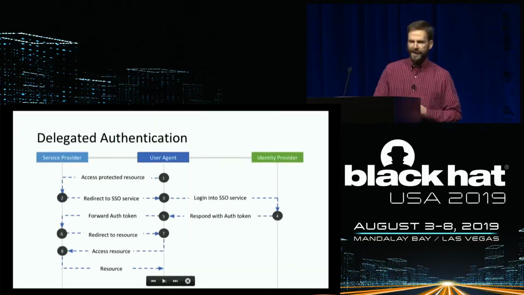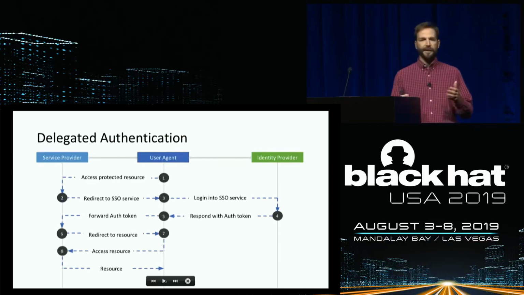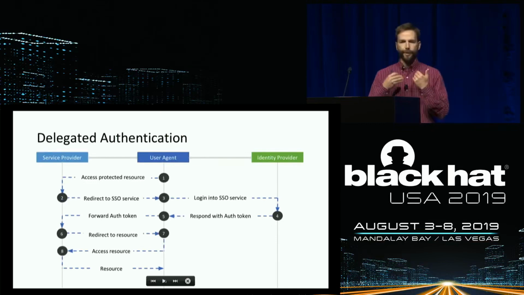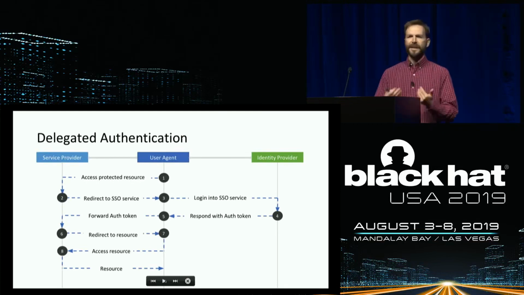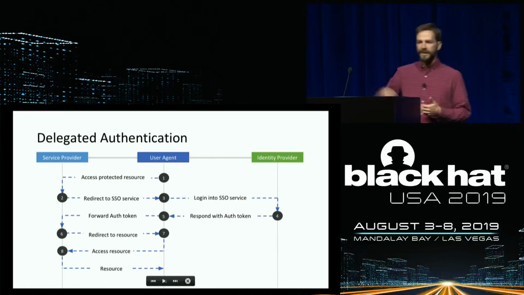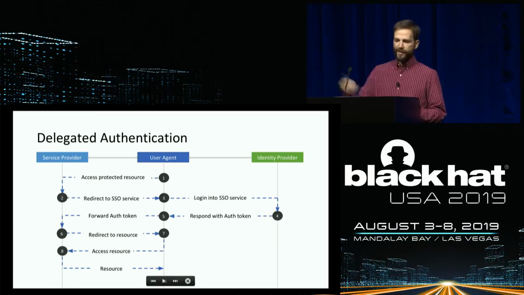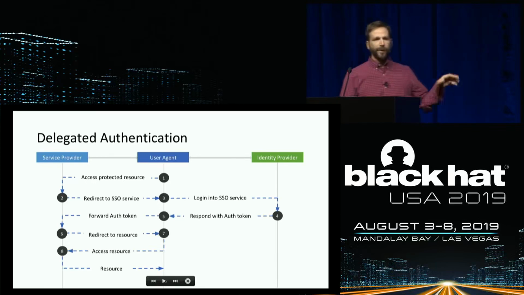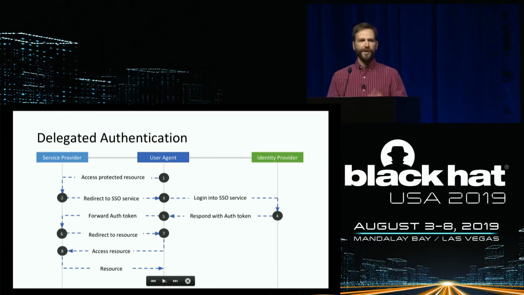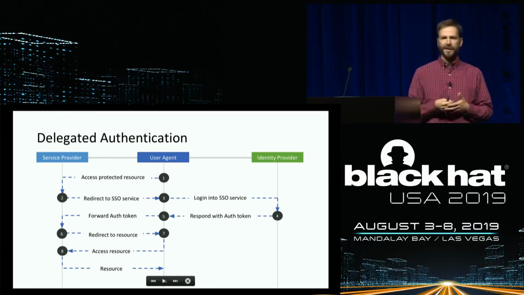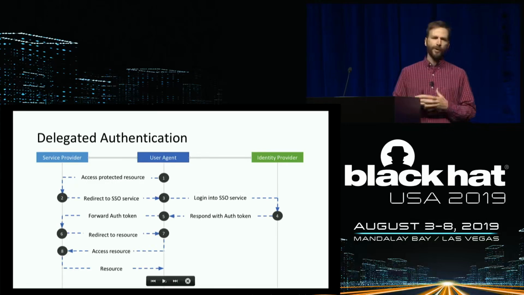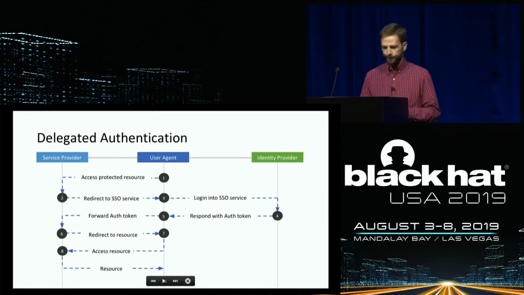So delegated authentication is nothing else than this: when the user accesses a protected resource, the service provider serving this resource is not handling authentication itself, right? So it's basically delegating the authentication to someone else. In this case, we call it the identity provider. So the user will go to the identity provider, will present the credentials, and upon verification of the credentials, the identity provider will issue an authentication token for this user.